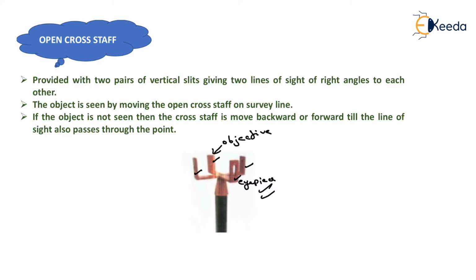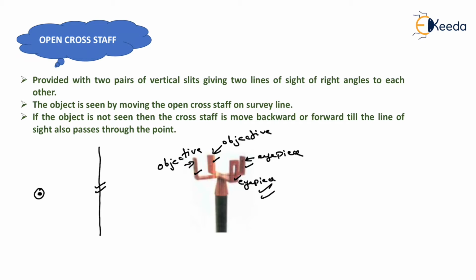Similarly, on another side there will be an eyepiece and there will be an objective. Now, if we want to draw the perpendicular offset, then we need to use the open cross staff. Suppose that this is the baseline and here an object is shown and we need to draw this perpendicular offset.